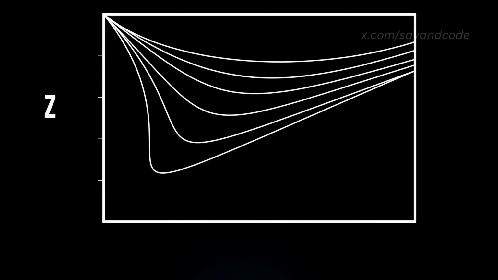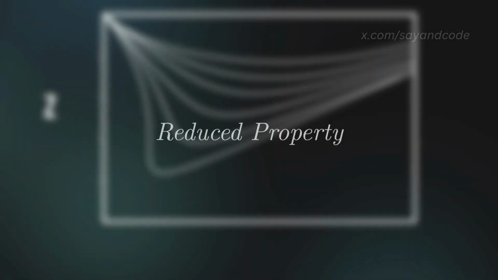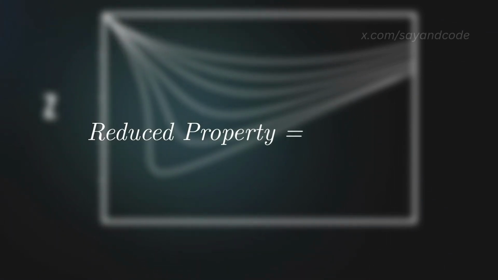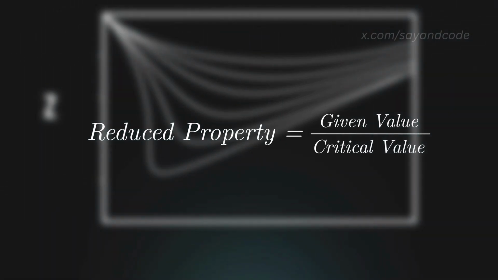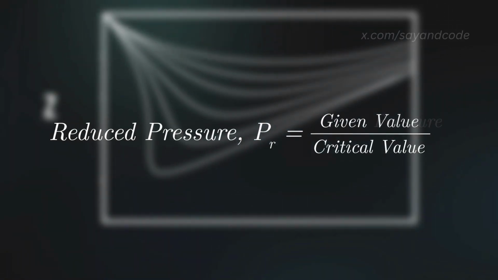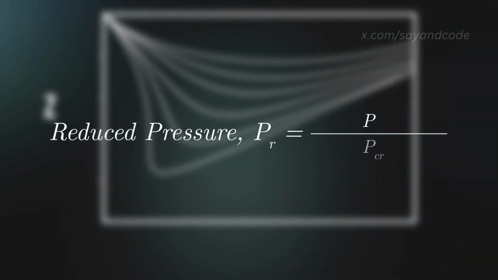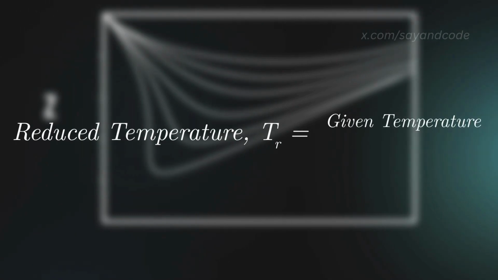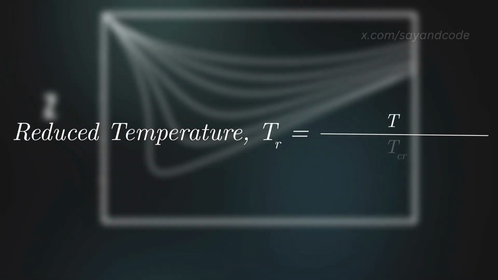In order to find out the value of Z using the compressibility chart, first, we need to understand what reduced properties are. Reduced property is basically the given value of the property divided by its value at the critical point, also known as critical value. So reduced pressure PR is the given pressure of gas divided by its critical pressure, or P by PCR. Similarly, reduced temperature TR is the given temperature of gas divided by its critical temperature, or T by TCR.